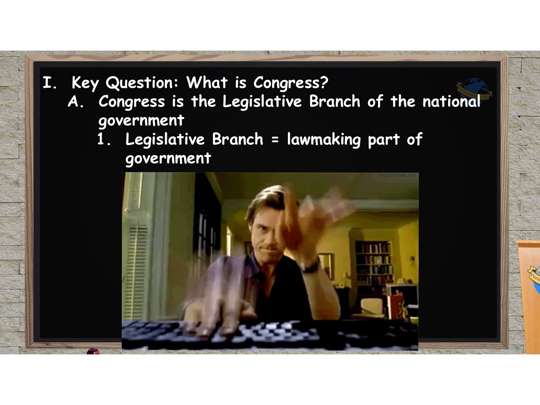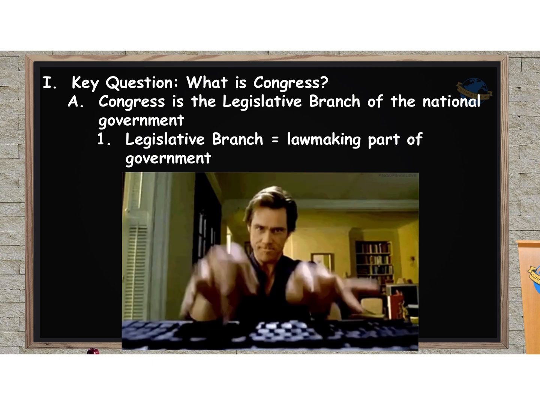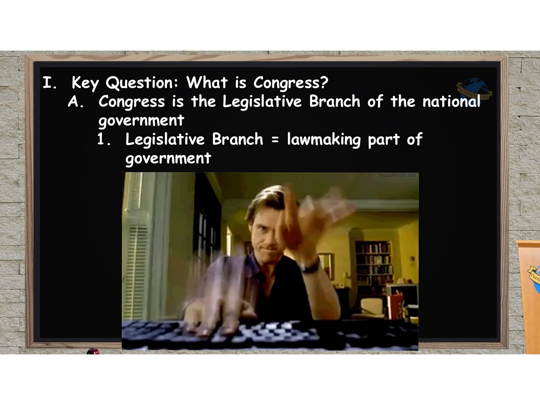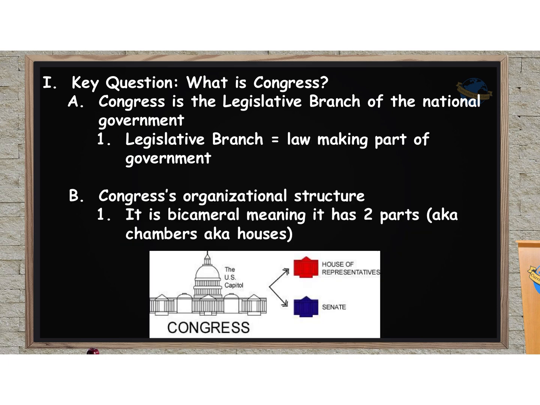Simply put, Congress is the legislative branch of our national government. They have the power to legislate, that is, to make laws that we all have to follow. The Constitution sets Congress up as bicameral. That means it has two parts. Sometimes we call them chambers, sometimes we call them houses. So Congress is literally made up of a House of Representatives and a Senate. Each is called a chamber or a House of Congress.